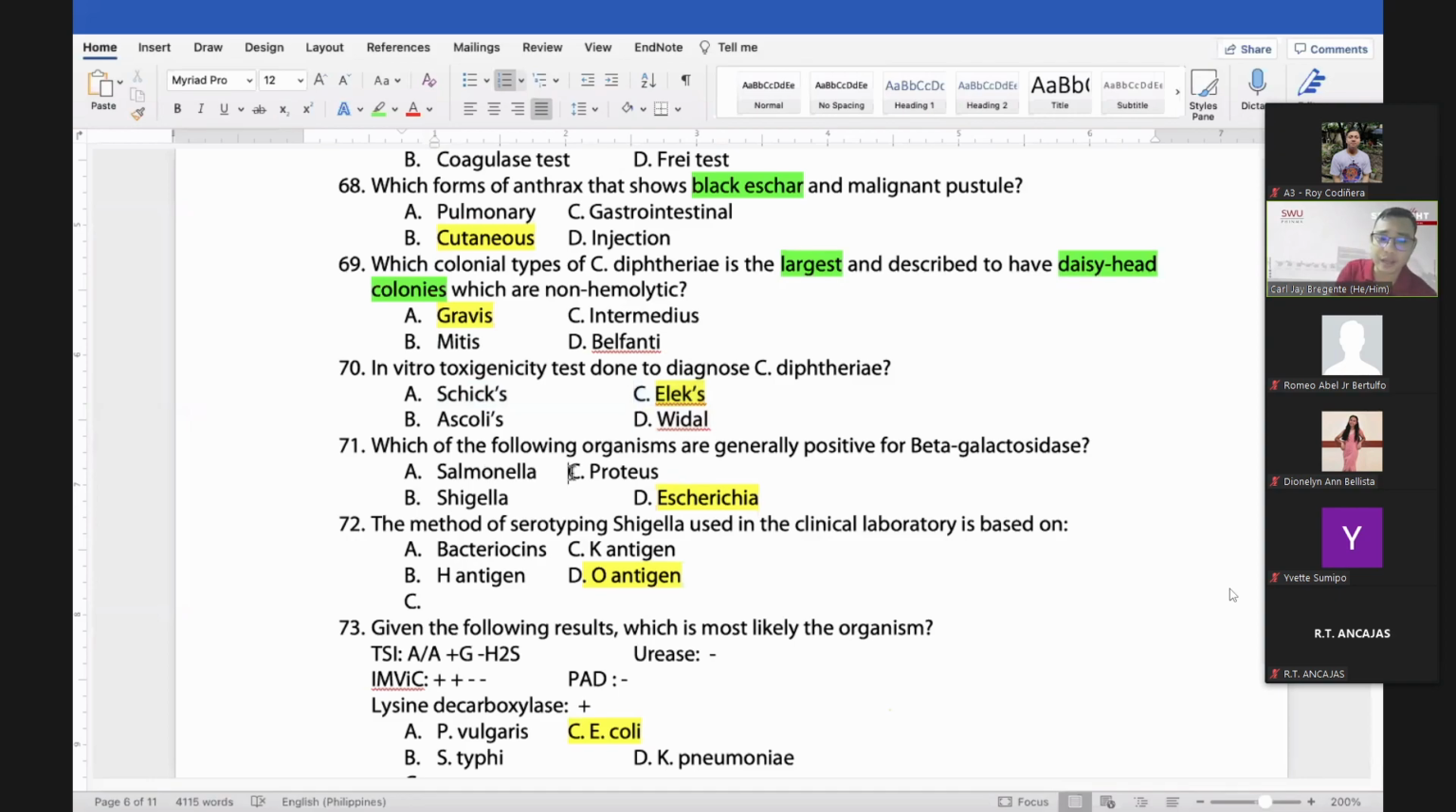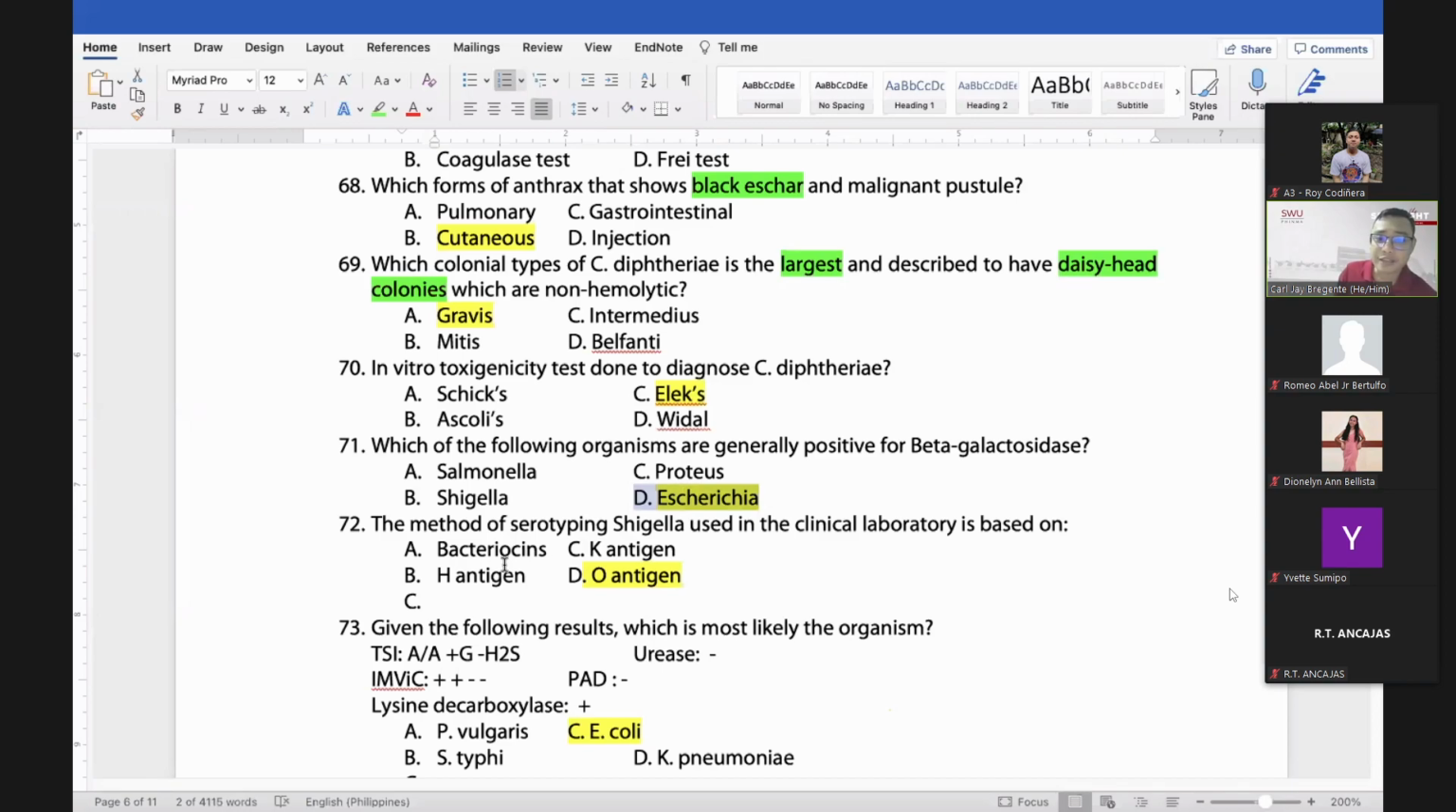71, which of the following organisms are generally positive for beta-galactosidase? So this is the enzyme that will test if it is a true lactose fermenter. Among the four, only E. coli has this beta-galactosidase enzyme. The rest do not have the beta-galactosidase enzyme, because your E. coli is a true lactose fermenter organism. Salmonella and Proteus are non-lactose fermenters. Shigella may be a lactose fermenter, but it is a late lactose fermenter organism.